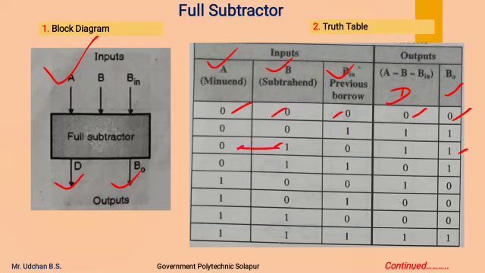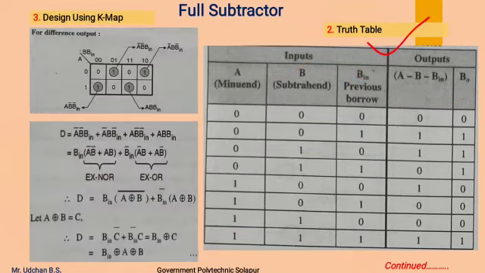Now we will see the last one. 1 minus 1 will give difference 0, borrow 0, and 0 minus 1 will give difference 1, borrow 1. So this is how we can complete the truth table of the full subtractor. Now using this truth table, we are going to find the output equations, that is difference and borrow, using K-map. As there are three input variables, we are going to consider a 3 variable K-map to get the equations of difference and borrow.